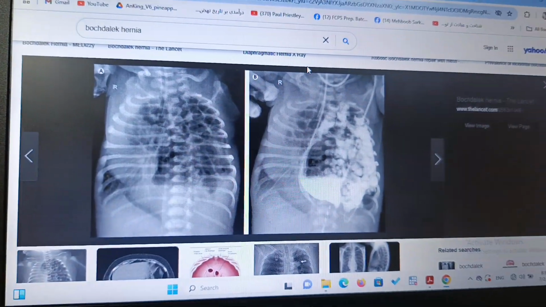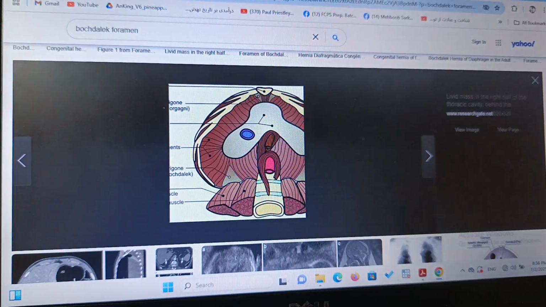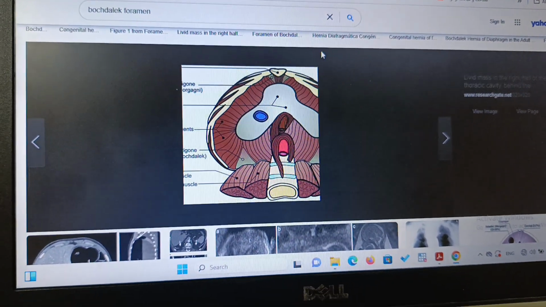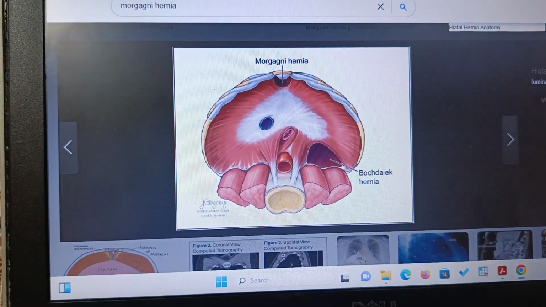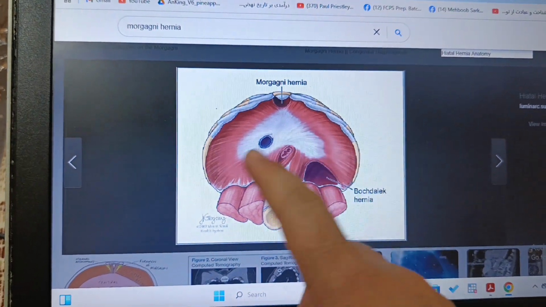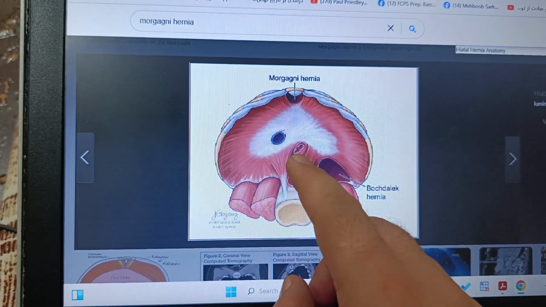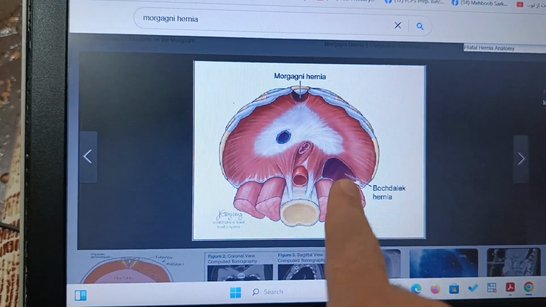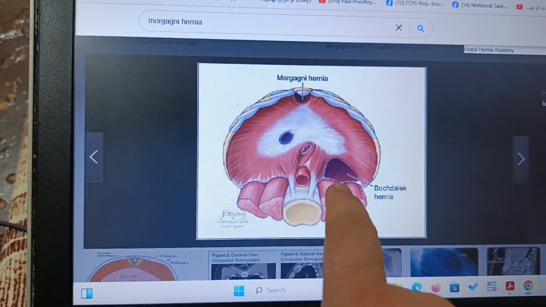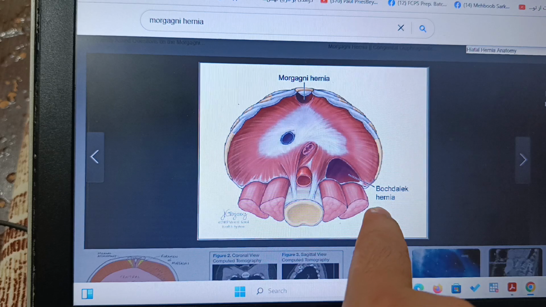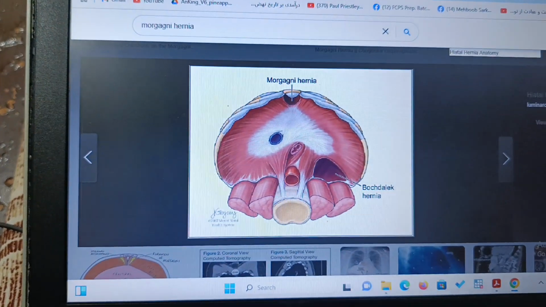Okay, here we can see a Bochdalek hernia. First of all, we want to see this diagram. Let's come and see this diagram. This is the inferior view of the diaphragm. This is the IVC opening, esophageal opening, aortic opening. Whenever there is a herniation from the left hemidiaphragm posteriorly, that is Bochdalek, and if it is in the midline and anterior, that is Morgagni hernia.